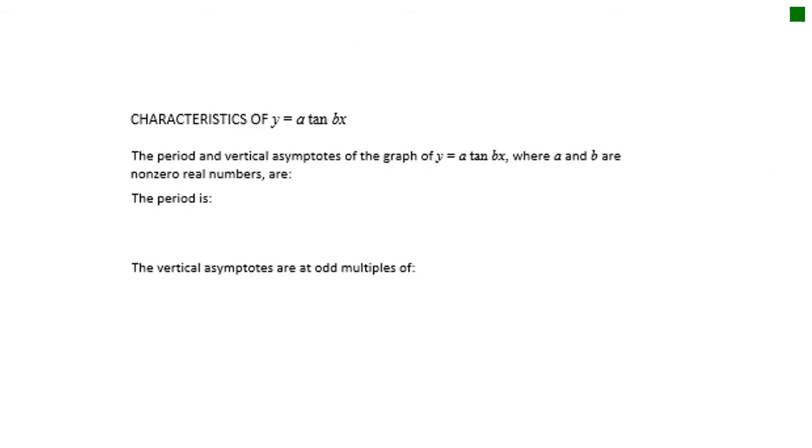So now let's talk about when we stretch our graph a little bit. We'll talk about shifts in the next lesson, when we stretch our graph and shrink our graph. So if we have y equals a tan bx, if there's a number in front of tangent, what does that do to the graph? If there's a number in front of the x, what does that do?